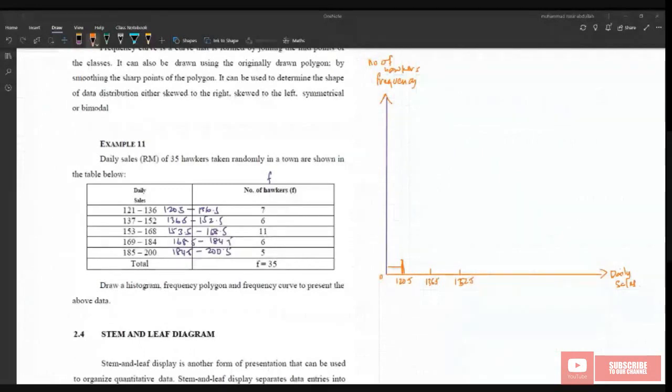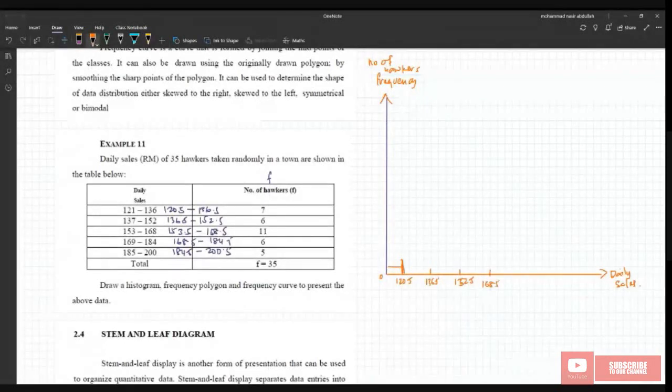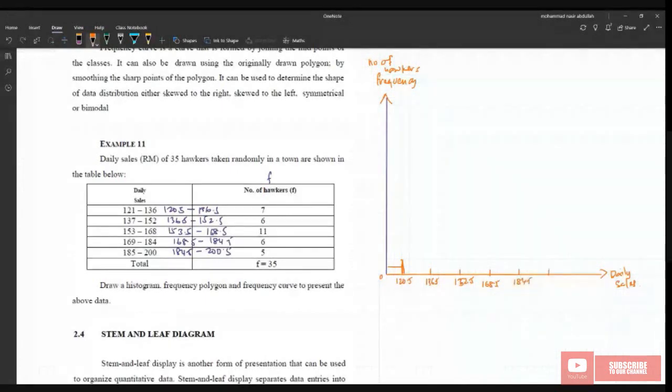So can you try to draw the histogram on your own? 168.5, 184.5, and the last one is 200.5. Right. So this is going to be our class boundary. Right. So now we try to figure out the frequency value. Let's say this is 2, this is 1, 2.